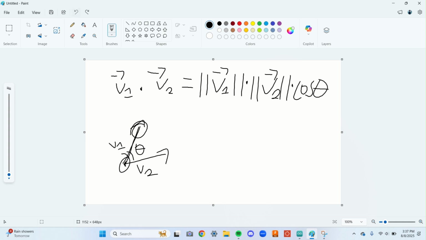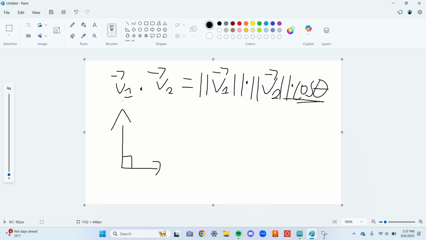We don't generally use this too much unless the vectors are perpendicular to each other, because you can't find the cosine of any angle unless you use a calculator. What's cosine of 32.5? We don't know, right? But if v1 is perpendicular to v2, then this cosine becomes 0. So if the dot product of two vectors is equal to 0, then we say those vectors are perpendicular, because then cosine becomes 0.